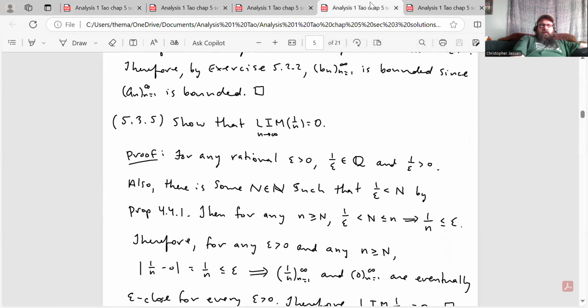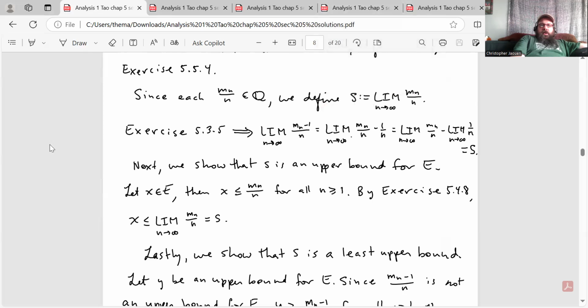If I can find, where do I have? Here we go. 5.3.5 is this proposition here. The formal limit of 1 over n as n goes to infinity is 0. So by that exercise, that implies that the limit as n goes to infinity of m sub n minus 1 over n equals the limit of m sub n over n minus 1 over n as n goes to infinity, which is the limit of m sub n over n minus the limit of 1 over n, and that's equal to s minus 0, which is the same thing as s. Okay, so that gives us that the limit of m sub n minus 1 over n is also equal to s. Next, we show that s is an upper bound for E, so we're almost there.